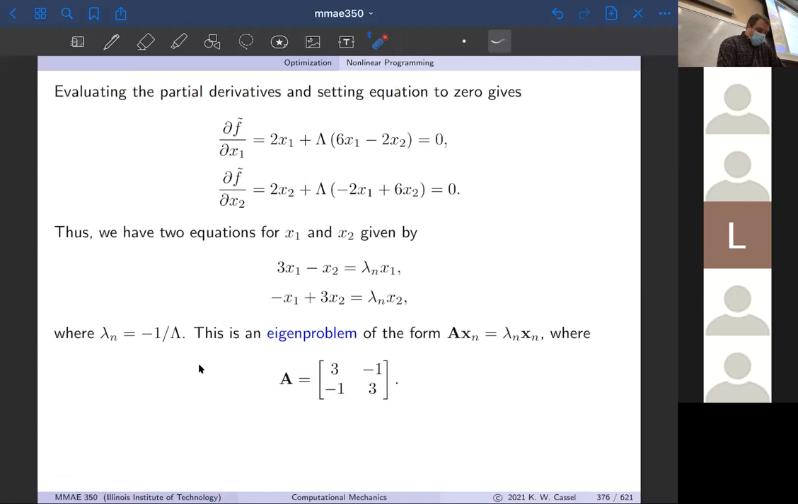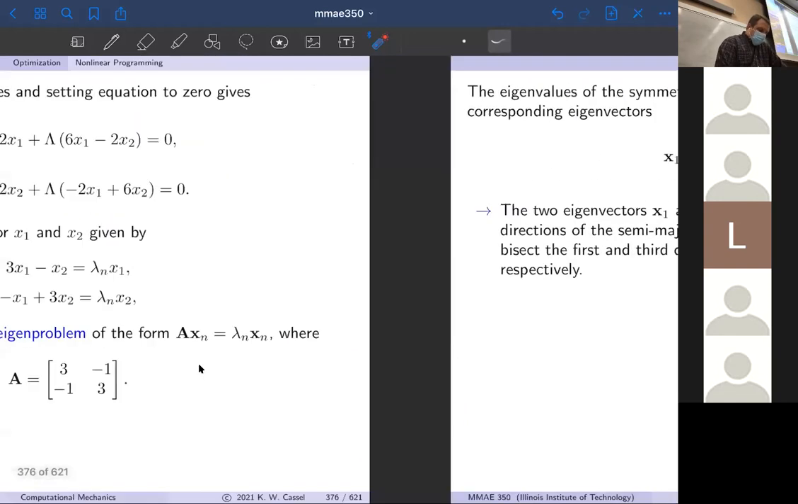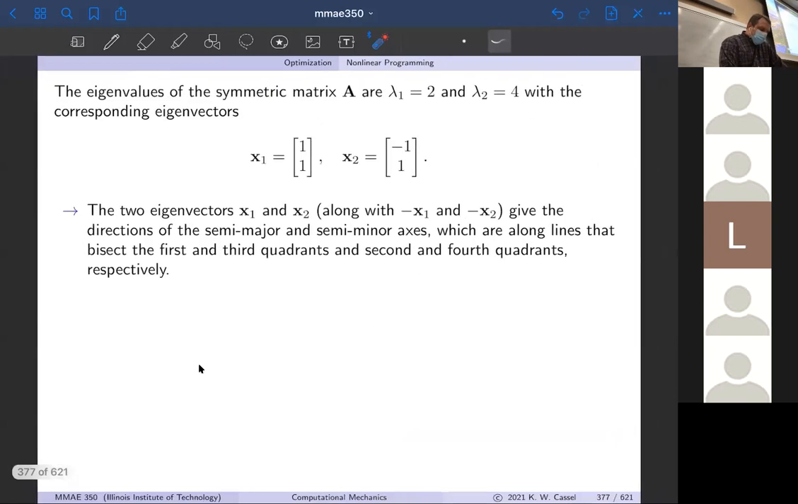Anyway, we have an eigenproblem where A is this matrix, 3, minus 1, minus 1, 3. It's symmetric. Then lambda, and then you have your x1, x2. The eigenvalues are 2 and 4. The corresponding eigenvectors, just use MATLAB or Mathematica or Python to get these, or you can do it by hand if you're so inclined. The eigenvectors are 1, 1 and minus 1, 1. Great. Again, I just got those from Mathematica.